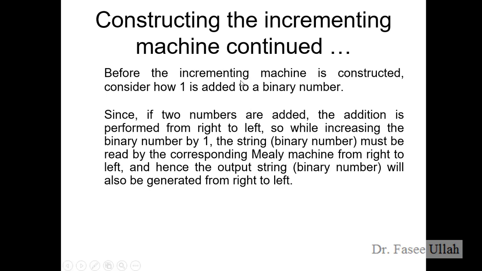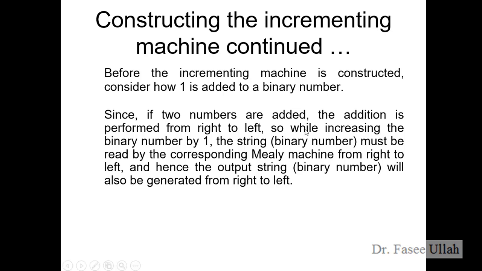Before constructing the increment machine, consider that one is added to a binary number, like in the previous example, 0, 0, 1, 1, 0, 1 and so on. We just add 1 to that input string, but we have to perform binary addition. Since the two numbers are added, the addition is performed from right to left. So this is the mechanism for performing the binary addition for the increment machine.